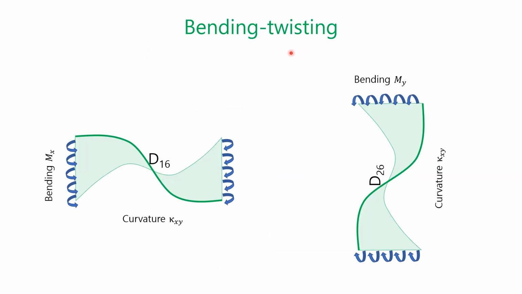In the same way, to know the role of an element of stiffness matrix of the previous slide, we can naturally know the role of elements in the matrix. The curvature kappa xy produces the bending moment mx in proportion to stiffness element D16. The curvature kappa xy produces the bending moment my in proportion to stiffness element D26.